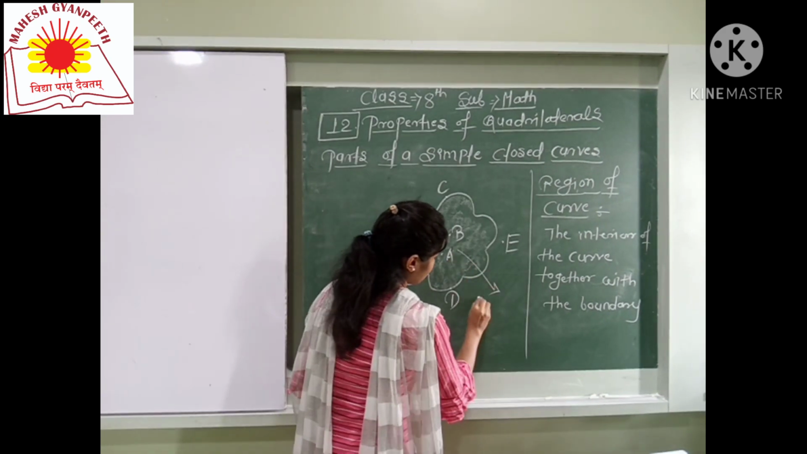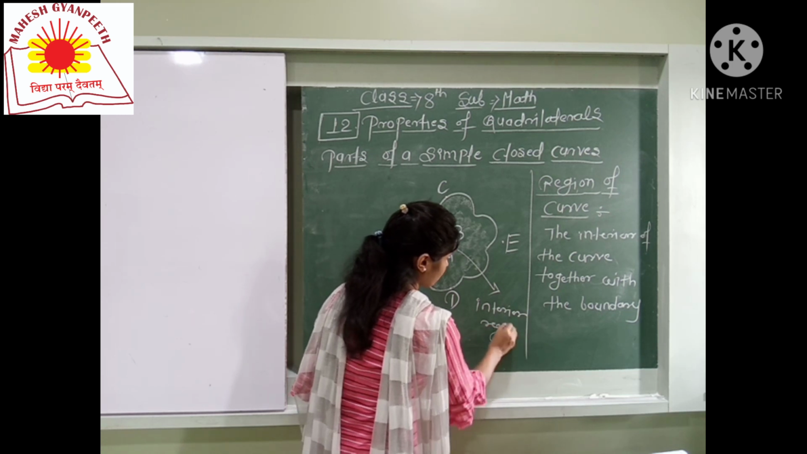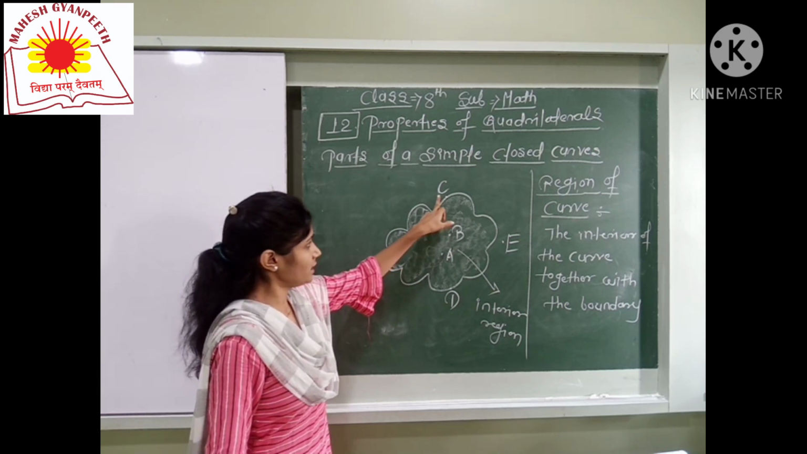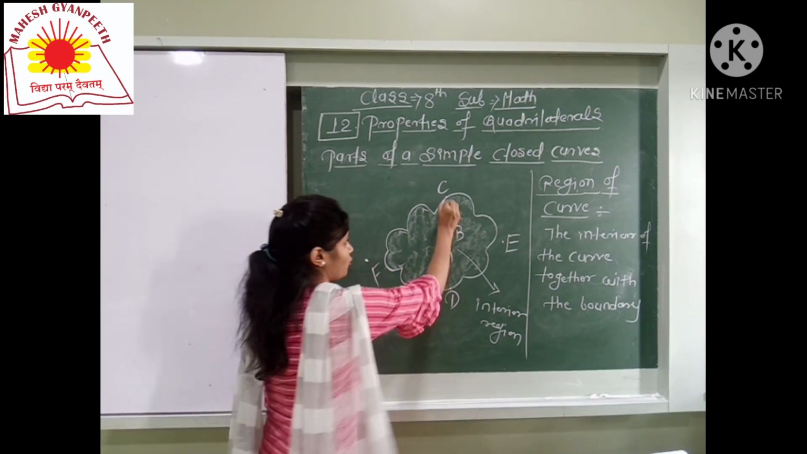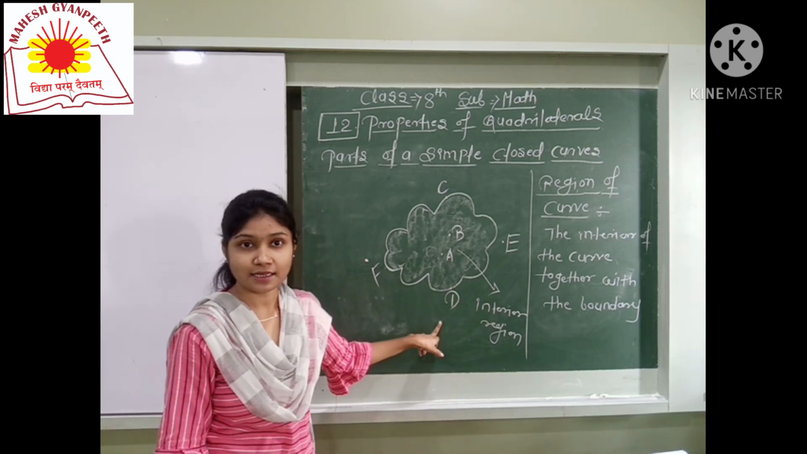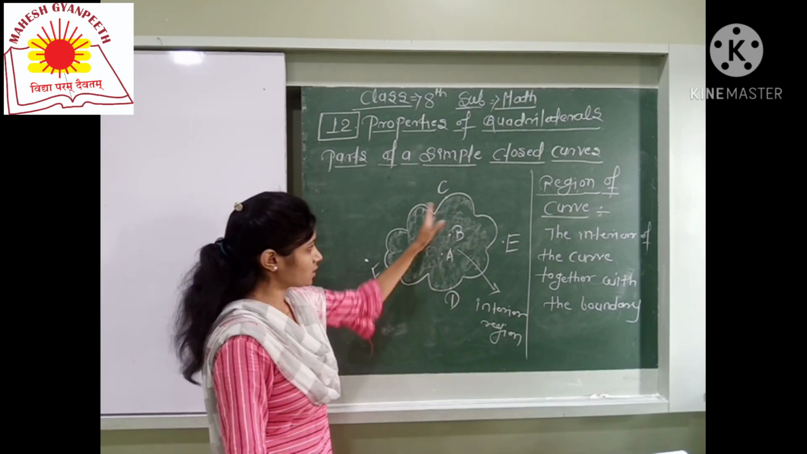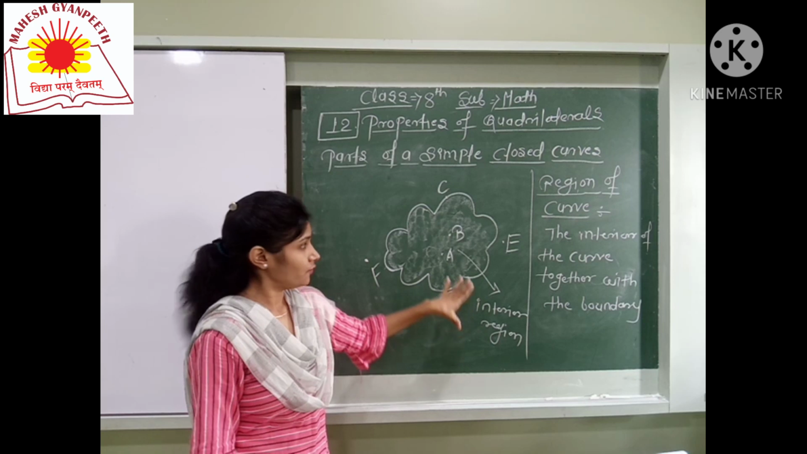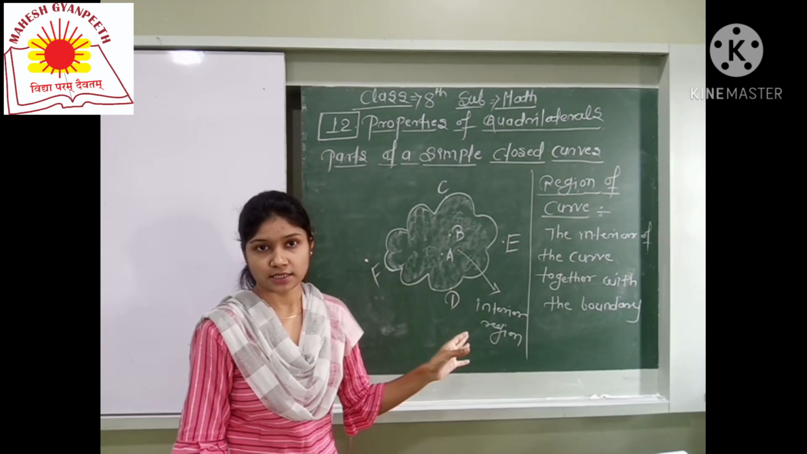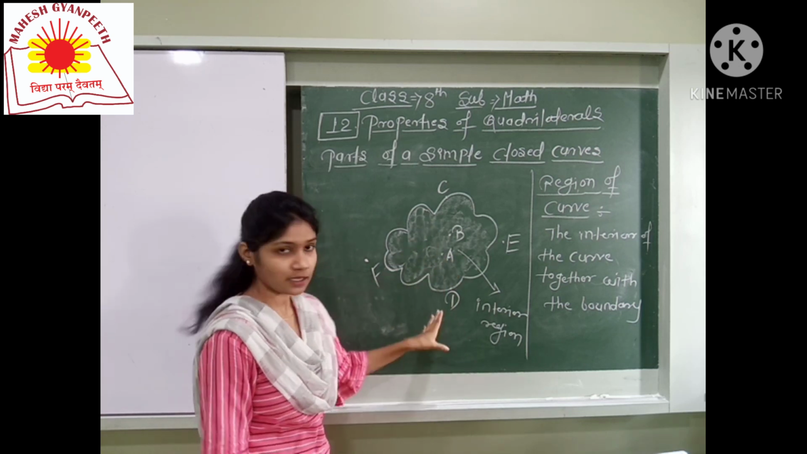It is called the interior region. And this point C and this point D, what are they called? Because C and D lie on the boundary of this region, the boundary of the figure, they are called the boundary of the region.